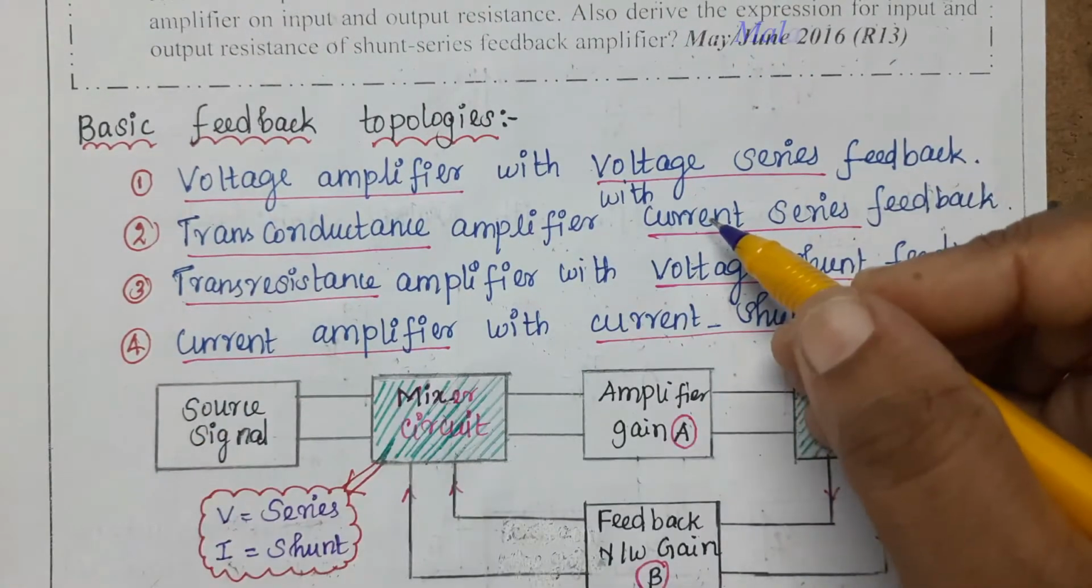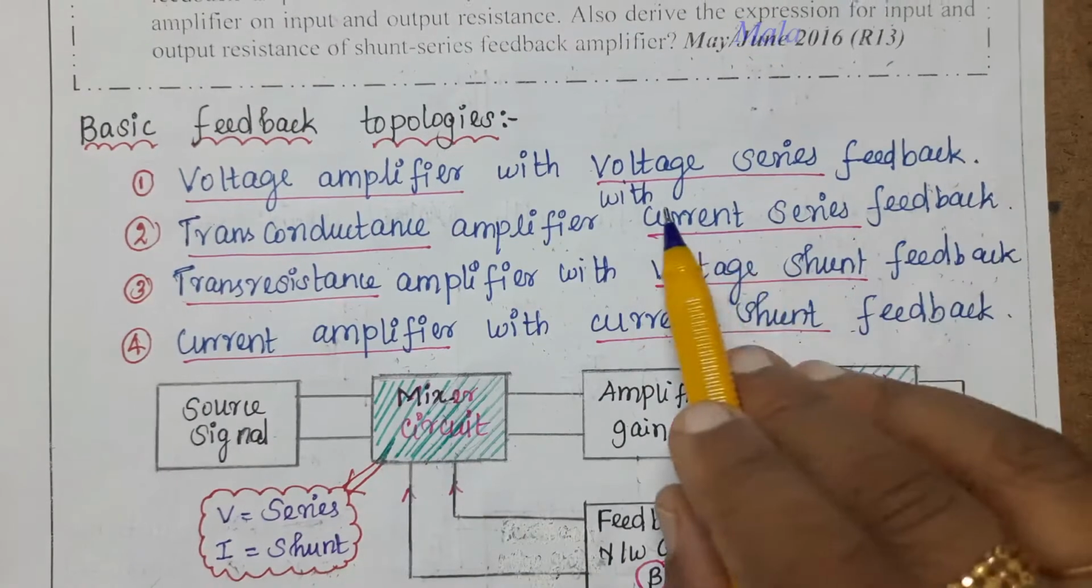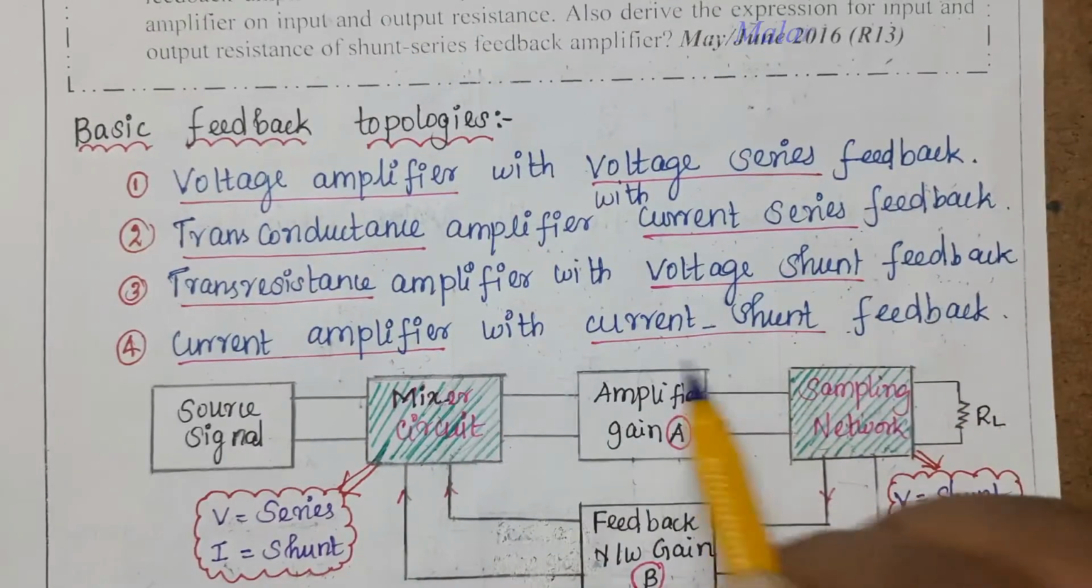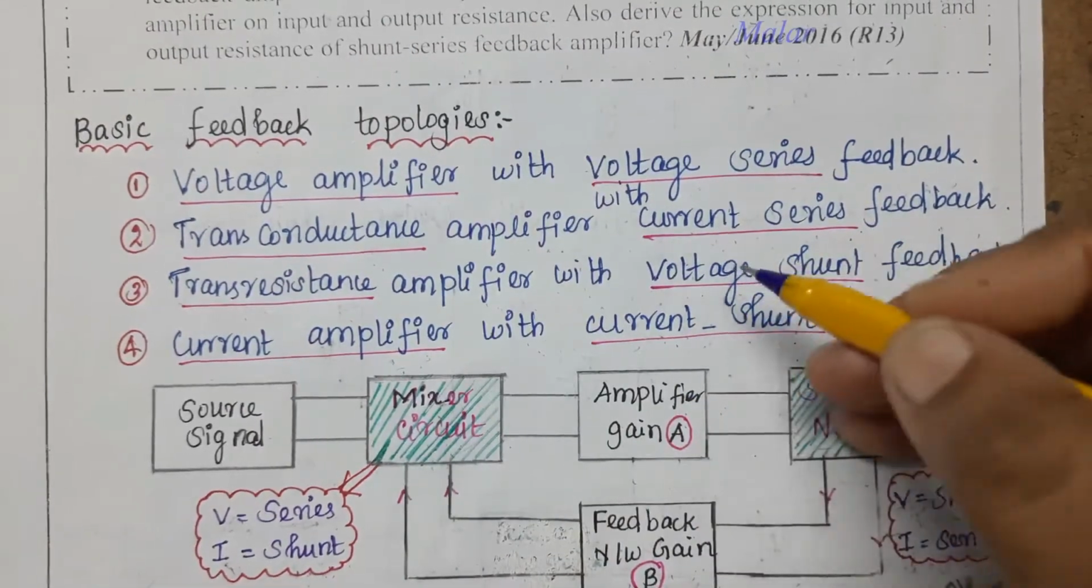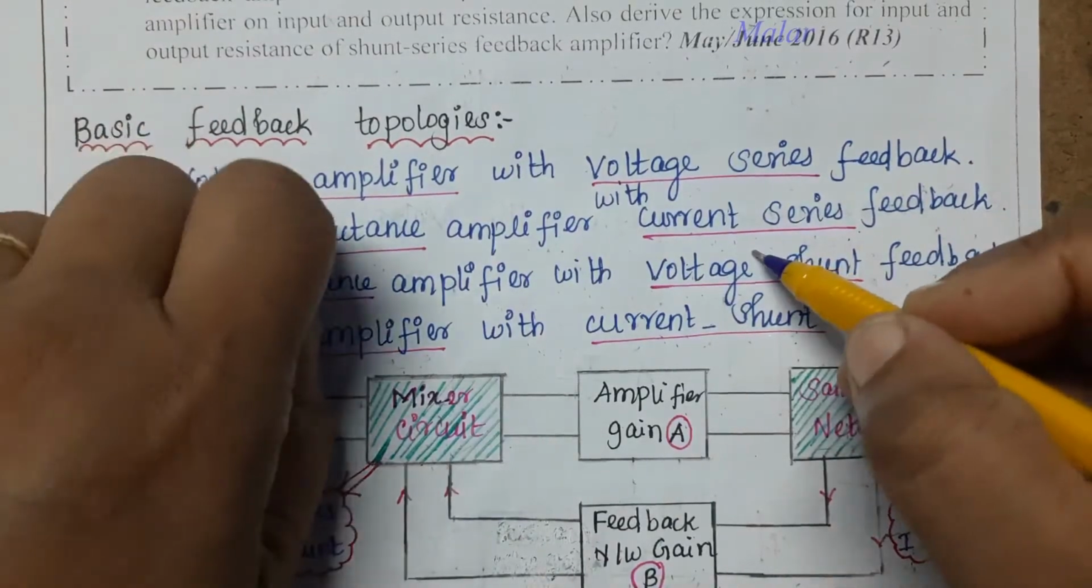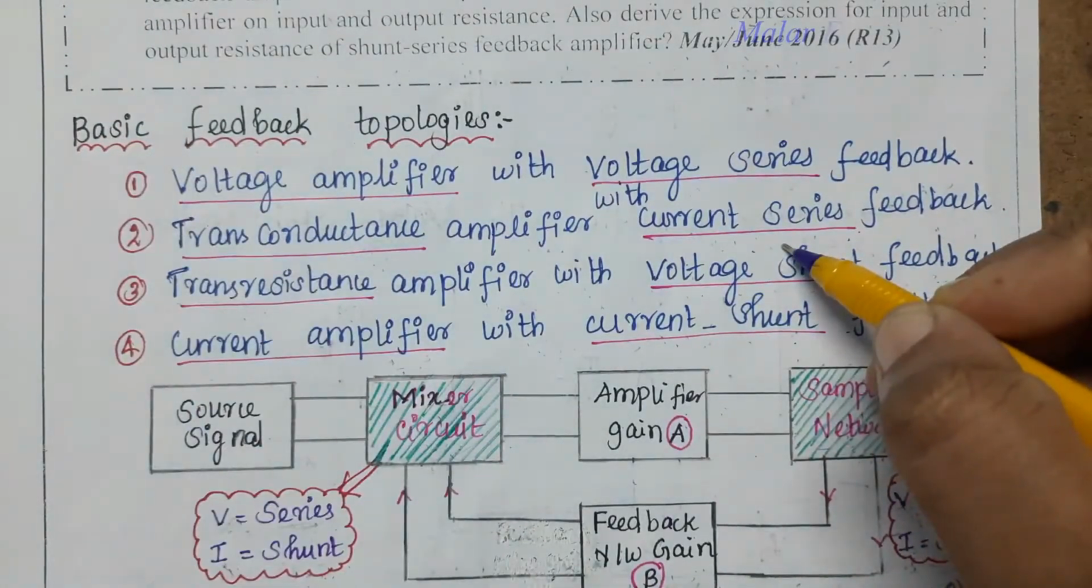In the previous video we discussed the four types of topology, that is voltage series feedback, current series feedback, voltage shunt feedback and current shunt feedback. In this video, let me discuss the input and output resistance calculations for the four topologies, the derivation part. Before entering the topic, I will give key points about it.